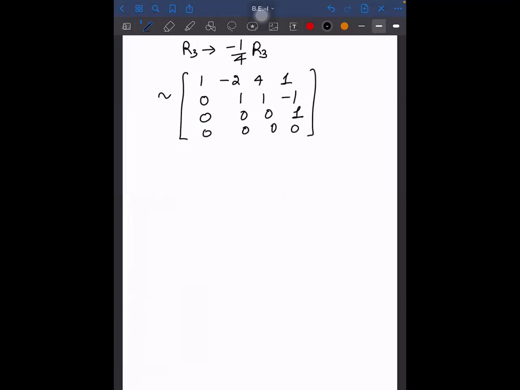So that means the dimension of such a subspace. What would be the dimension of this W? Let's say if it is W, 3.